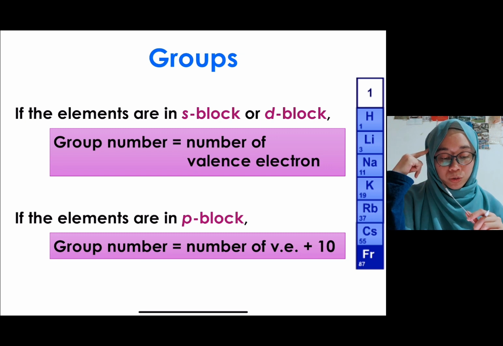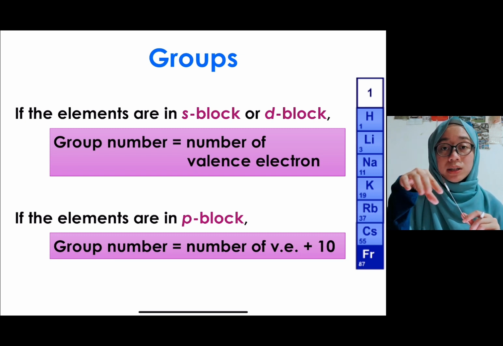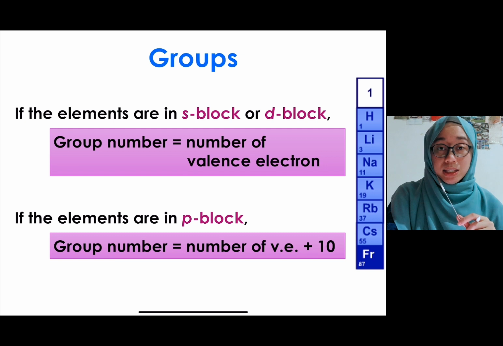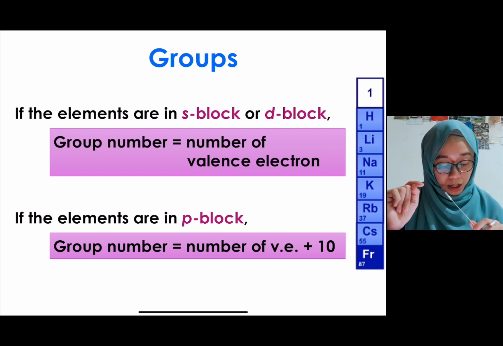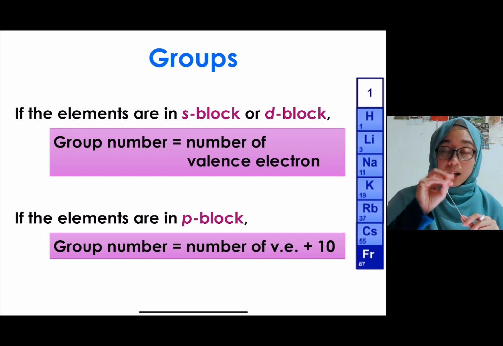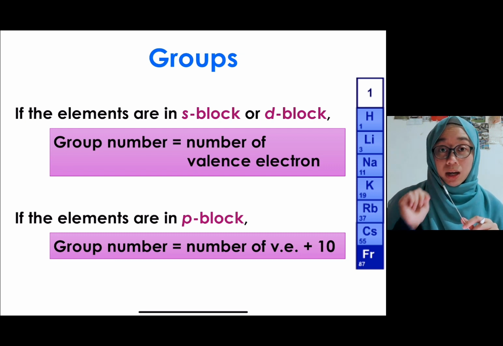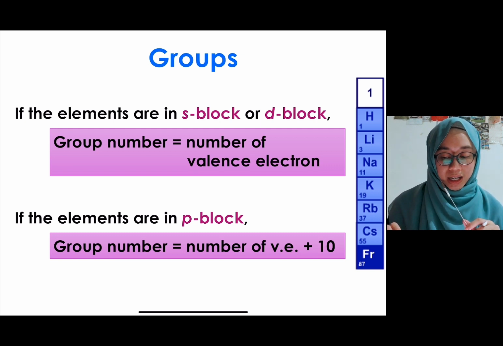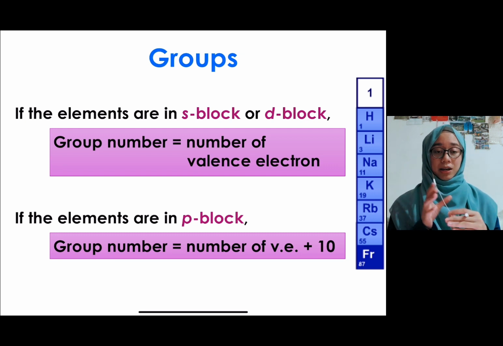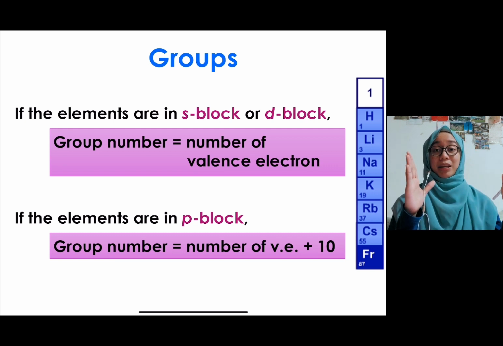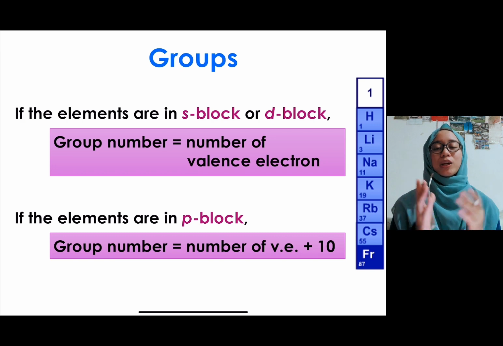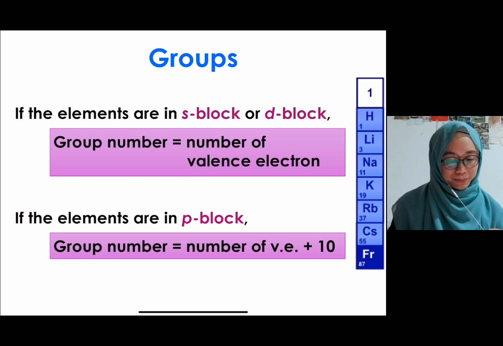So, dia bagi tahu kalau kita nak determine group ni, if the elements are in S block or D block, so basically the group number is equals to the number of valence electron. Okay, but if the element is in P block, therefore the group number is number of valence electron, tapi kita kena tambah 10. Okay, kenapa kena tambah 10? Sebab kan kita ada transition metal dekat bahagian tengah tu kan. So that's why kita kena tambah 10.